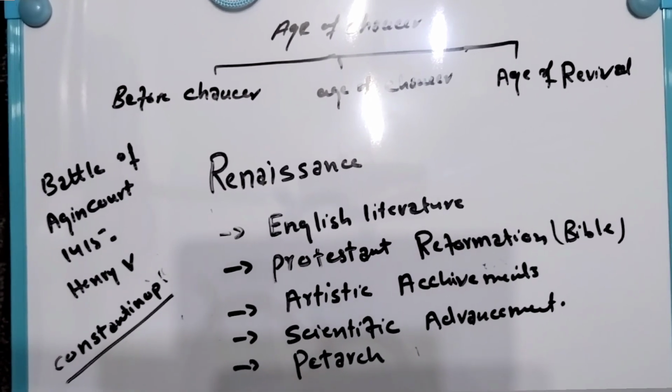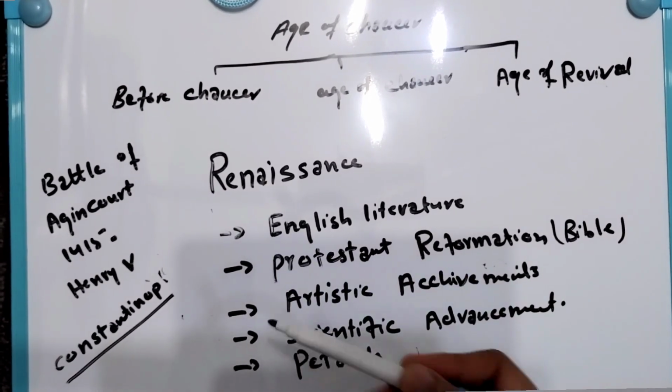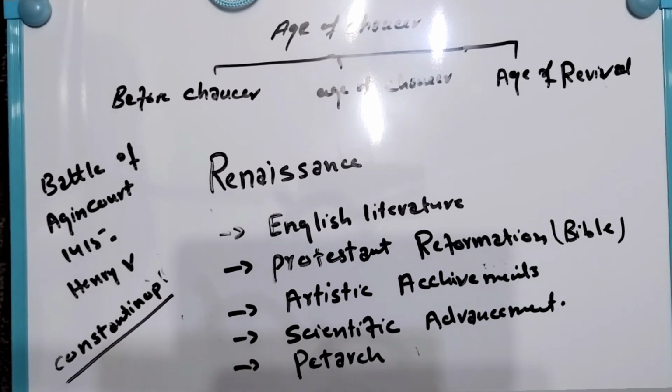Basically, the Renaissance, as I have shown in the points on the whiteboard, is the age in which English literature was promoted. Ancient Greek and Roman works were translated into so many languages, and so English literature gained popularity across the world.